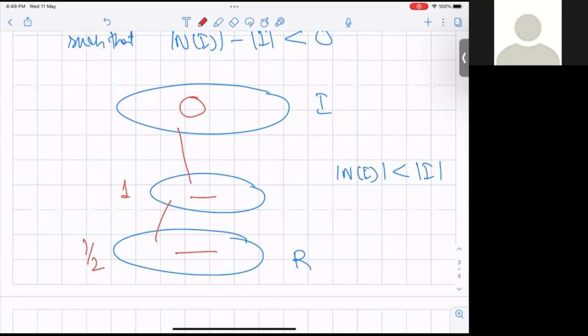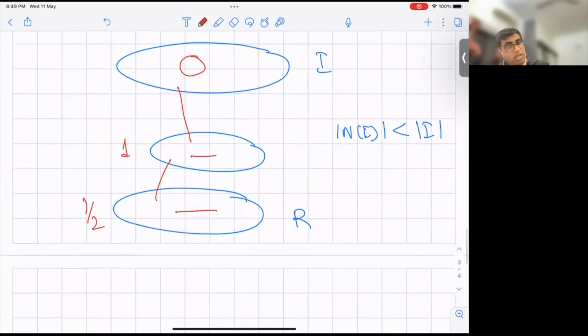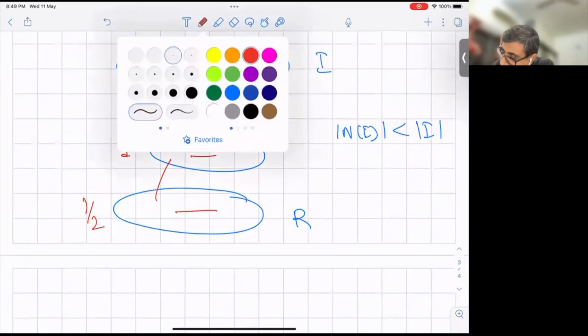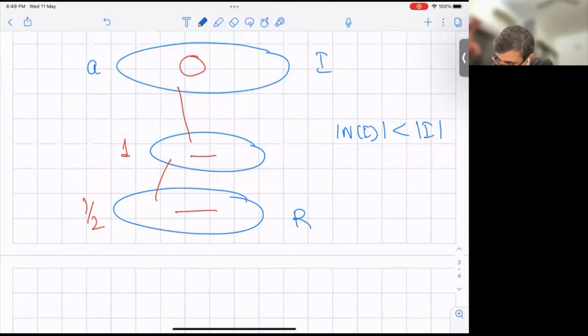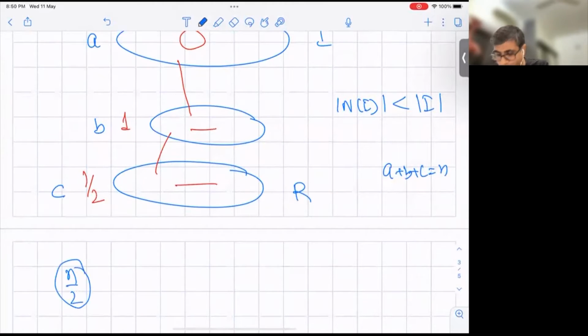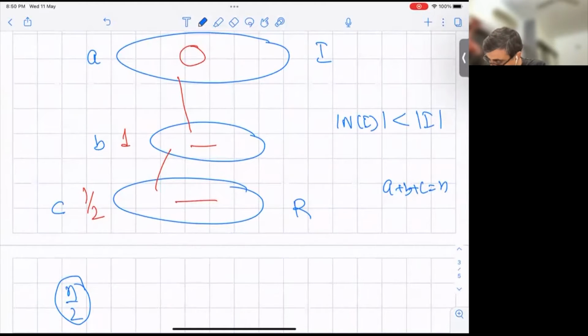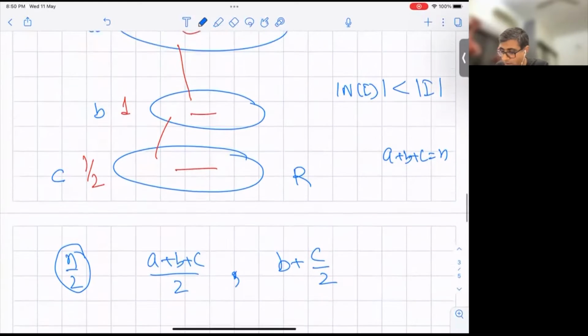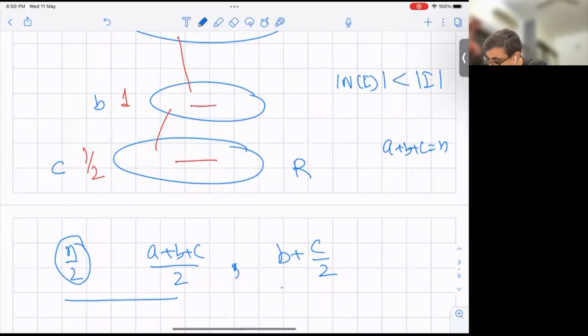Yes. But what is its value? In the beginning, all half was a unique solution. So suppose I has size A, N of I has size B, and the rest has size C, so A plus B plus C is equal to n. In the beginning, we had a solution of size n by 2, the LP value was equal to n by 2, that is, A plus B plus C by 2. And now if you compare to the new solution, what is this? It is just B plus C by 2. Am I right? The new solution we have made, this is B plus C by 2.